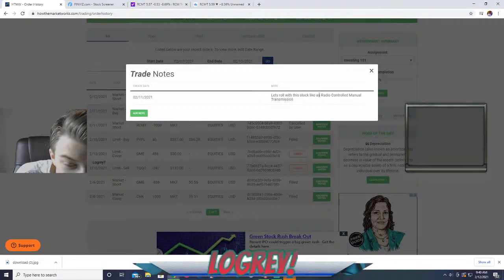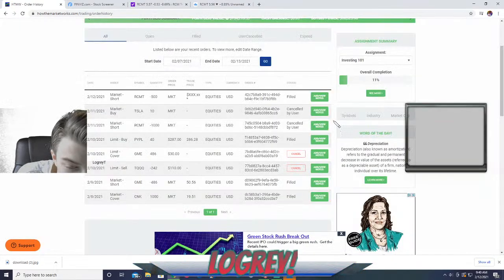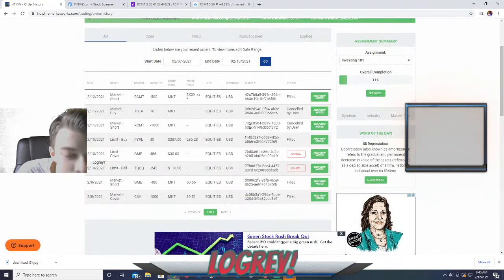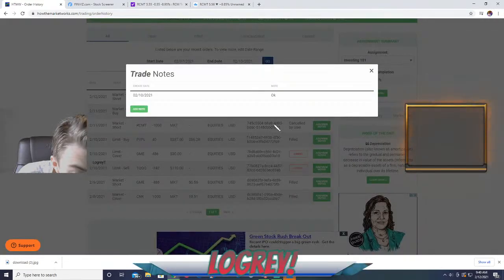Oh yeah, let's roll with this stock, like in radio control manual transmission. That one didn't make much sense. This better pay my pal well. Get it? It's terrible. Yeah, I know.